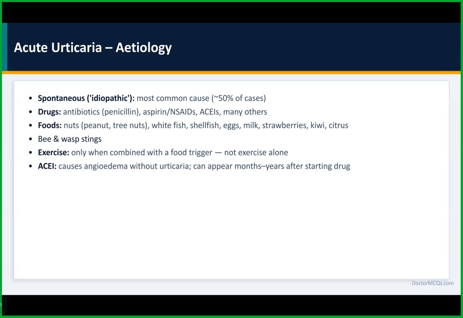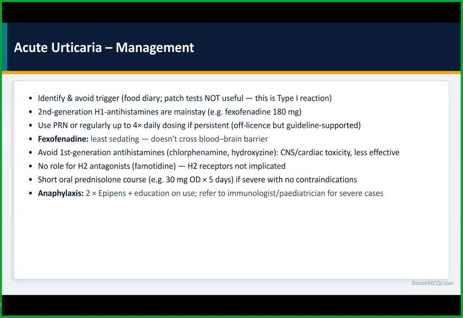Sometimes it's bee and wasp stings, and sometimes it's when a food trigger and exercise come together. ACE inhibitor side effect is angioedema. From the exam point of view, even without a skin condition, if the patient is just developing angioedema, then his blood pressure and hypertensive medication history is very important, because it may not start as soon as you start the medication; it can even develop years after the medication. So the ACE inhibitor side effect is angioedema.